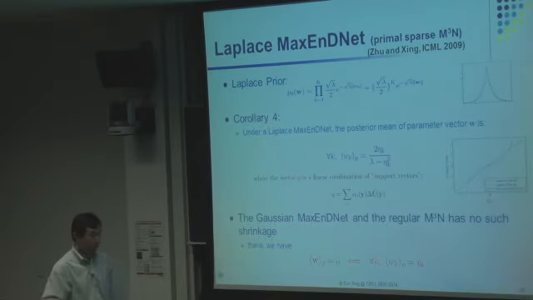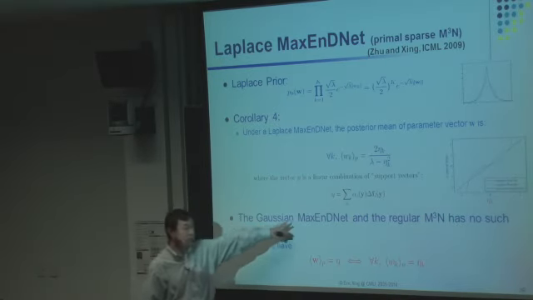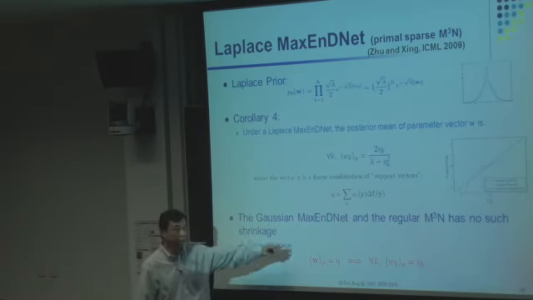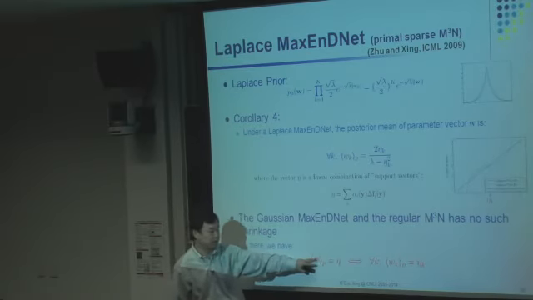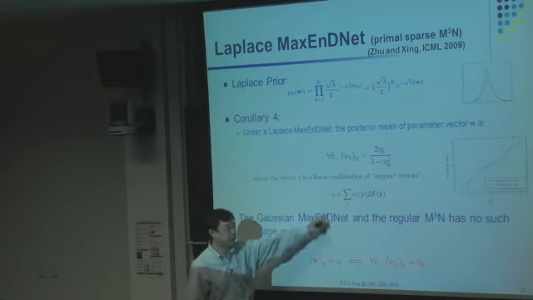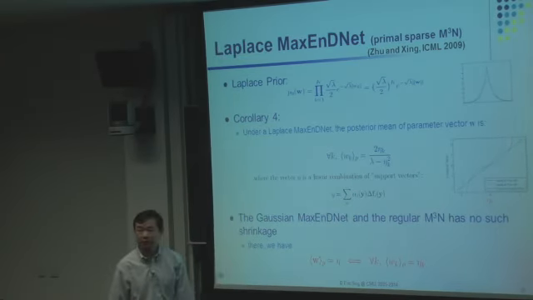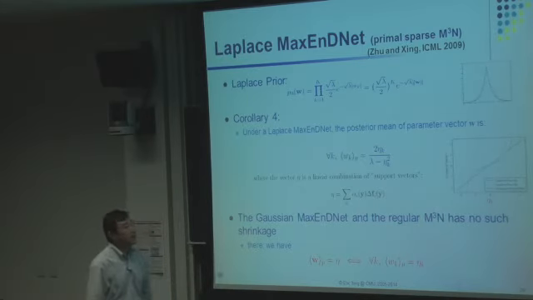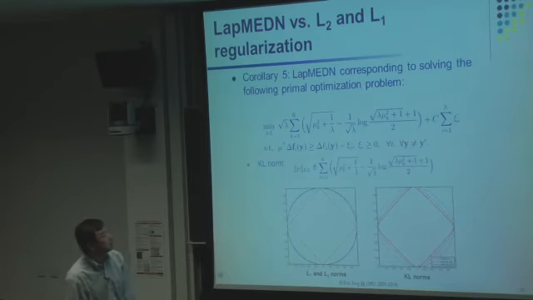And just compare this with the Gaussian maximum entropy network, which is equivalent to the M-cube network: you don't have this effect. The posterior mean of the weights is just eta itself, which is the unshrunk version of the weighted support vectors. So that's an advantage. We want to see whether it plays a good role or not. And here are some more insights about why that shrinkage is happening.